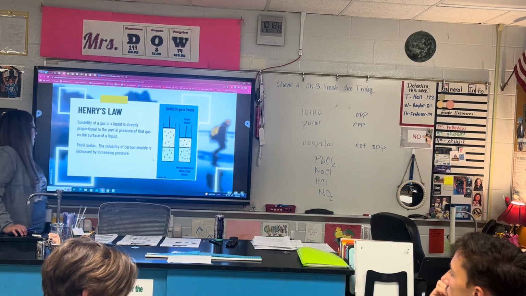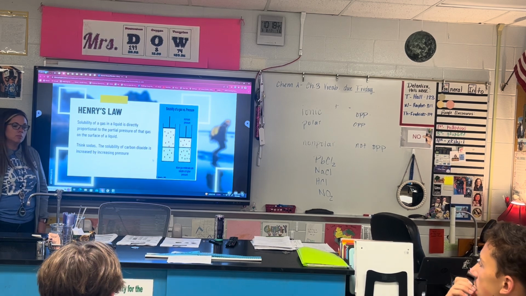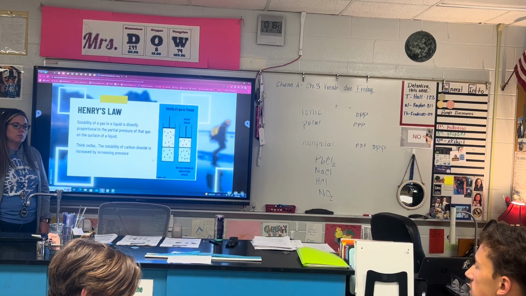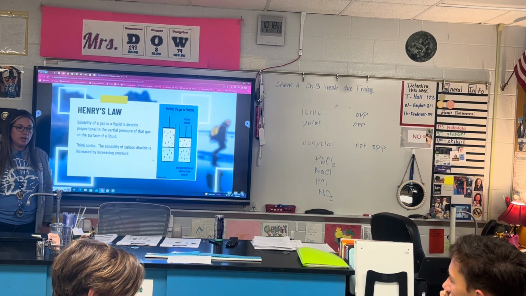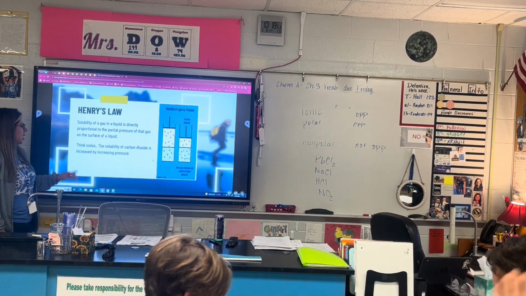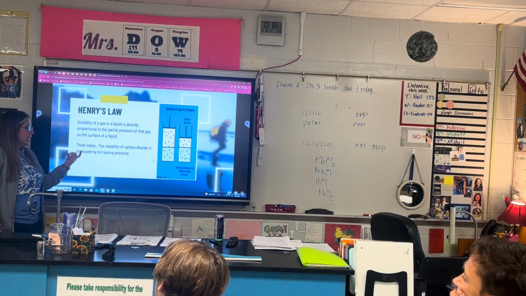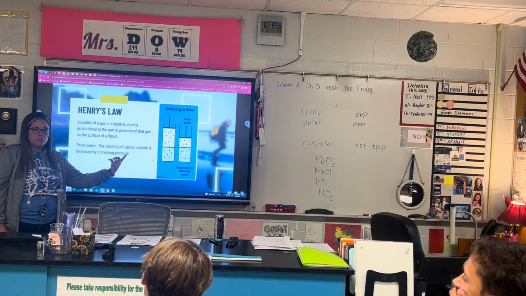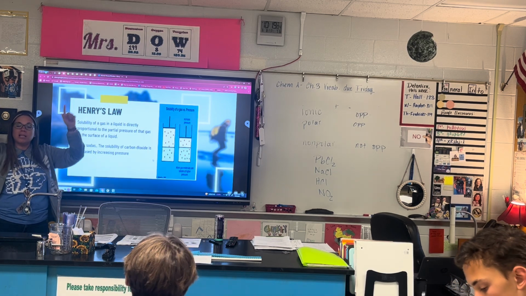So if you got to a point where something is no longer soluble because there's too much, and then you increased the pressure, would it go past whatever that limit is? Yeah, I guess it would become supersaturated because you would have too much of it. So the solubility of the gas is increased by increasing pressure. Higher pressure, higher solubility. So they're directly proportional.